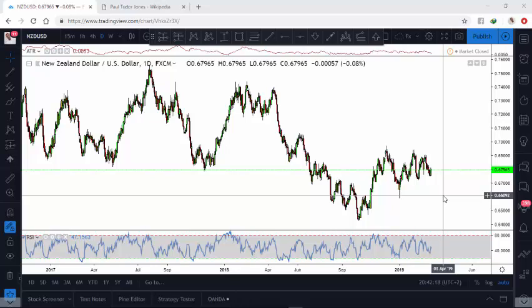Now, today we are going to do some analysis on the NZD USD pair, and we are going to talk a little bit about how important Confluence is in your trading.